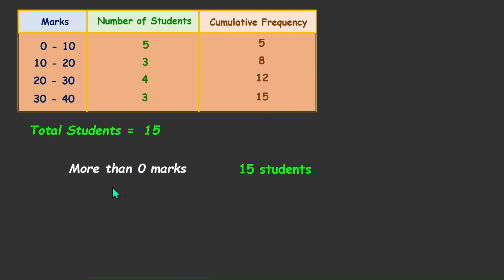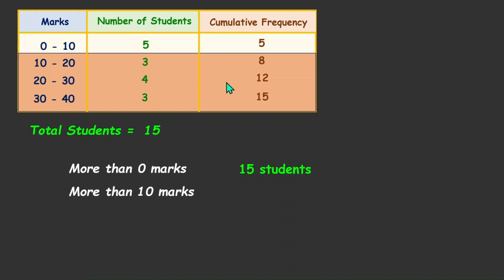So that would be 15 students. What about more than 10 marks? Now we're only considering these 3 classes. Now a simple method can be to count the number of students, 3 plus 4 plus 3. Or a better method could be that we already know the total number of students. We just have to subtract the number of students in this class. So we have 15 minus 5.